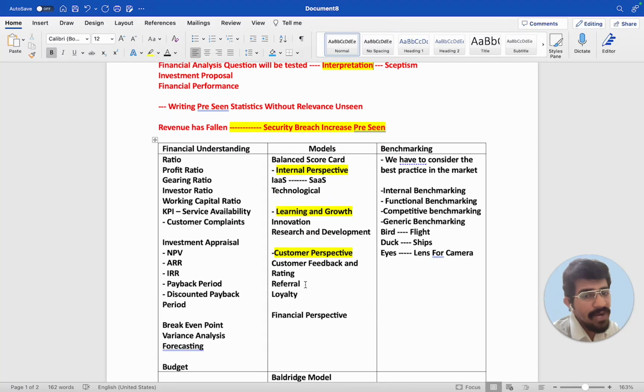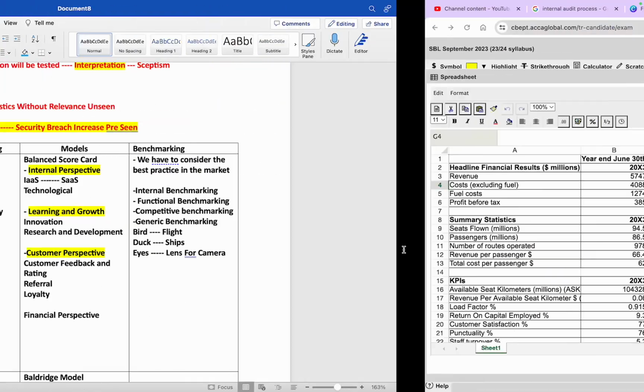Benchmarking is also one thing that students ignore, because when you get the data, you have to benchmark with the industry, benchmark with the competition, that is competitive benchmarking, then internal benchmarking, then functional benchmarking, then generic benchmarking, where we have elements like how people developed flights using birds, ducks were used for ships, and the eye was used to develop lenses for cameras. So that is the generic benchmarking idea.